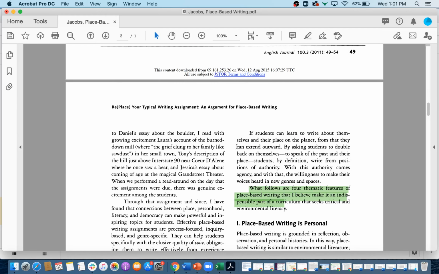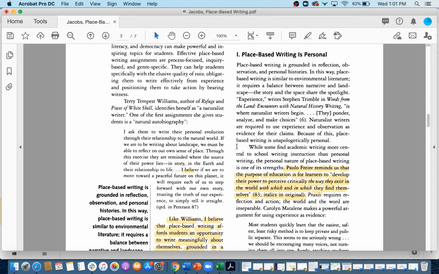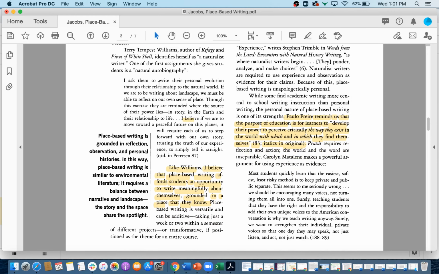On the second page, there were a couple of things that I noticed. The first thing is that Jacobs is bringing in this quote down here at the bottom of the first column from Terry Tempest Williams.